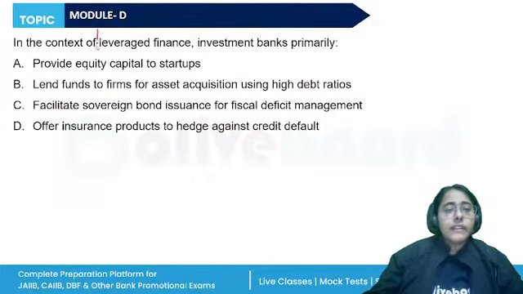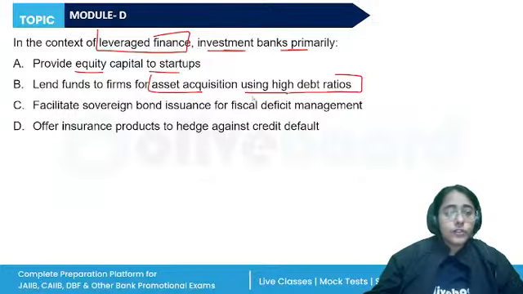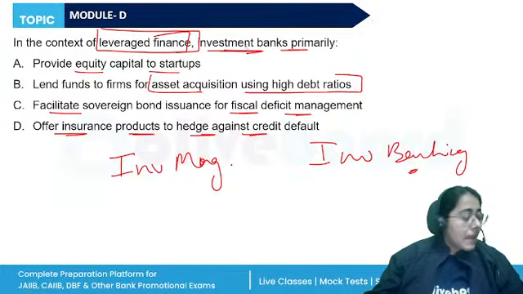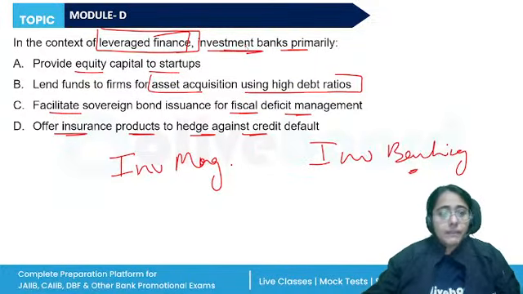In the context of leveraged finance, investment banks primarily provide equity capital to the startups, lend funds to firms for asset acquisition using high debt ratios, facilitate sovereign bond issuance for fiscal deficit management, offer insurance products to hedge against credit default. So we have studied the difference between investment management and investment banking, right? So under leveraged finance, what do the investment banks primarily do?